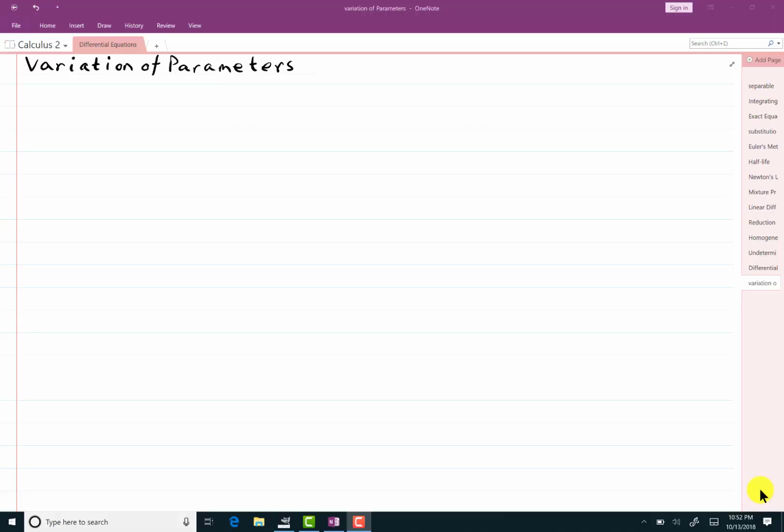In this section, we introduce a new technique for solving differential equations, and I think it's probably easiest if I start with an example to explain how it works, and then do a couple more examples. So let's start with y double prime plus y equals tangent of x.